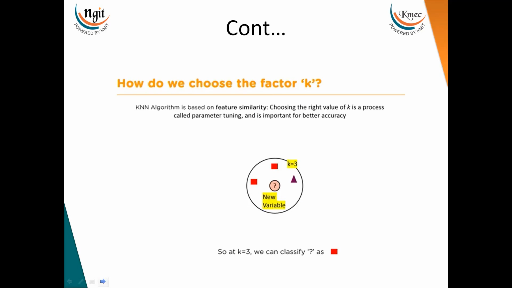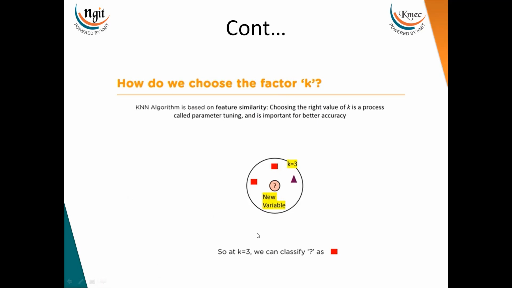Now the question is how do we choose the value of k? That is the biggest question in the case of KNN. How do we identify what should be the value of k? Finding the right value of k is the biggest task in the KNN algorithm, and this is also called parameter tuning. If we have a better value of k, there is a high chance that we'll get better accuracy of the model. We'll take a simple example, and with that you can understand how k matters in the KNN algorithm.